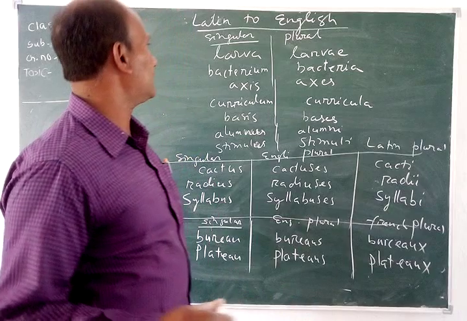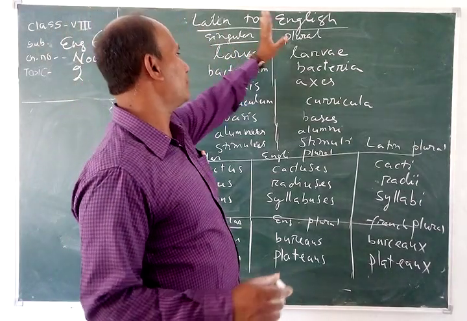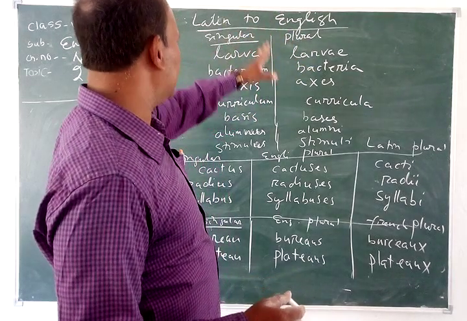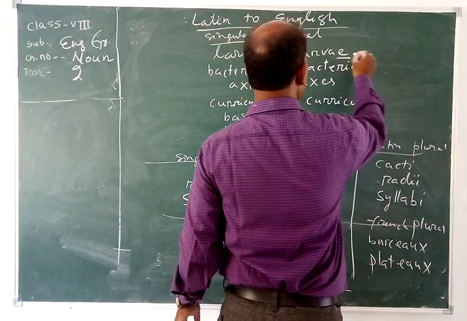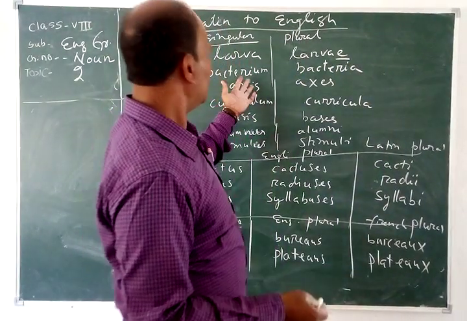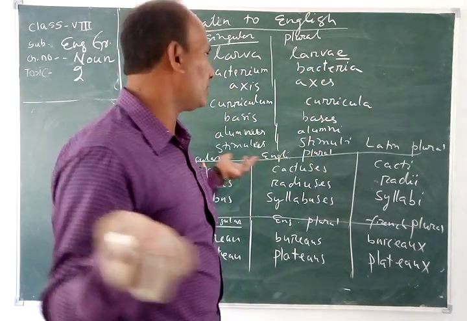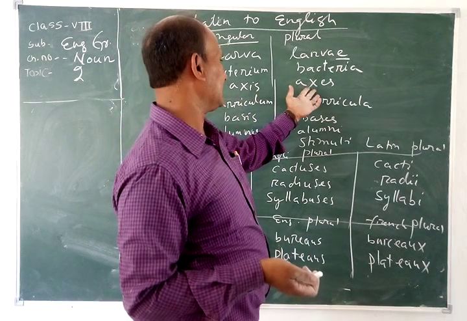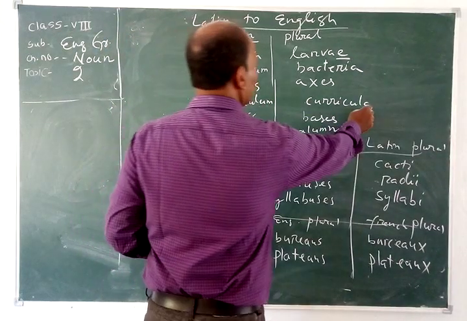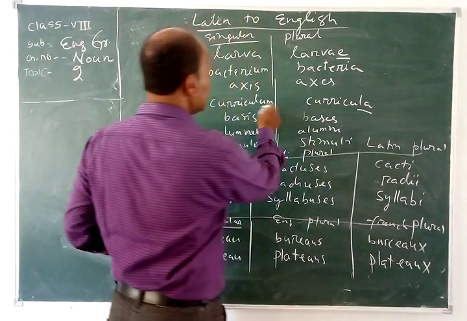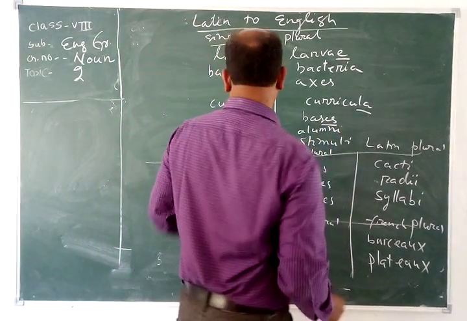So look at this blackboard and understand from Latin to English. There are some similar words. How is plural used in English? Latin words, just like larva, plural larvae. Bacterium, its plural form is bacteria. We say bacteria means the plural form. Okay, axis and axes. Axis singular, axes plural. Curriculum, curricula, and something is changing. So let's see. Basis, bases.